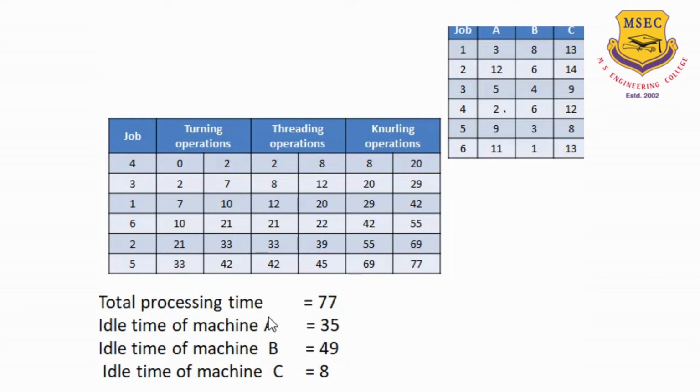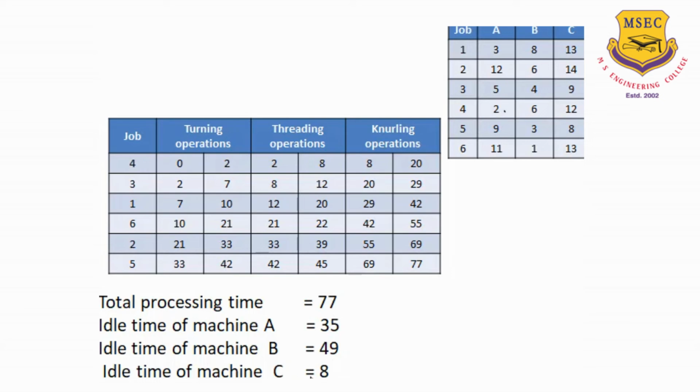Idle time of machine A: if you look at the idle time of machine A, it starts at 0, 2, 2, 7, 7, 10, 10 and 21, 21, 20, 33, 33, 42. So it's continuously working up to 42. But the end processing time is 77. So 77 minus 42 is 35 units of idle time for machine A. Similarly, we calculate the idle time for machine B and machine C.